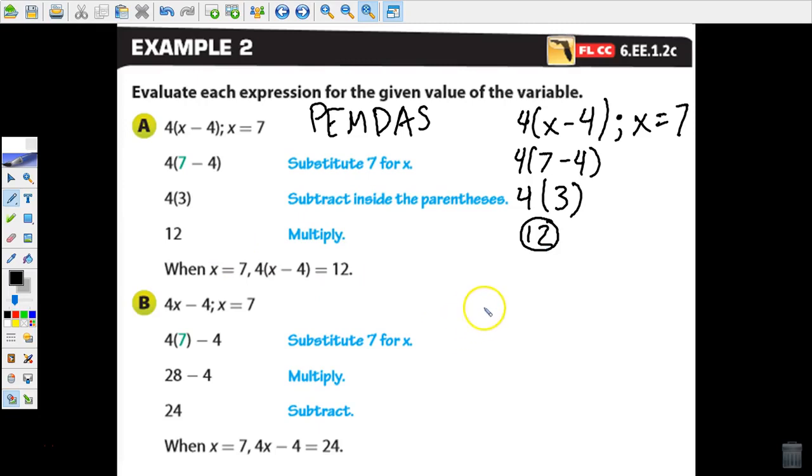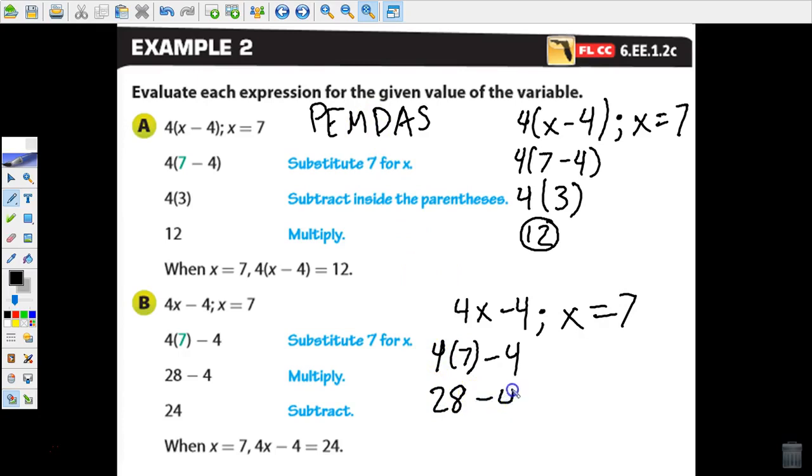Okay, cool. Moving on, letter B. We've got 4x minus 4, semicolon, x equals 7. So they're just showing you the difference between this being in parentheses and this not being in parentheses. So 4 parentheses 7, because we can't just put it next to each other, or else that'd be 47, minus 4. PEMDAS, there's no parentheses. Well, there is, but no work to do inside the parentheses. There's no exponents. Is there multiplication or division? Yes, so I'm going to do that first. So I'm going to multiply 4 times 7 and get 28 minus 4. Adding and subtracting, they're subtracting, that's the only thing left. 28 minus 4 equals 24.